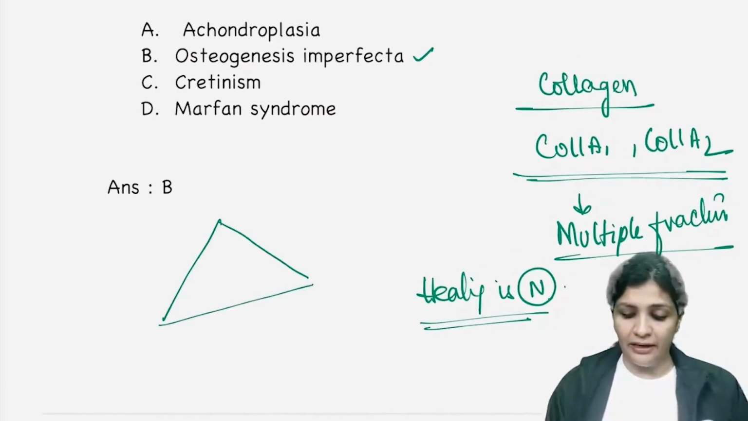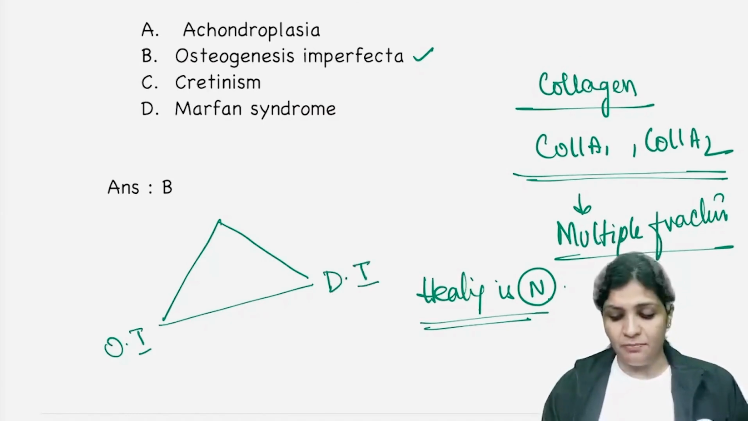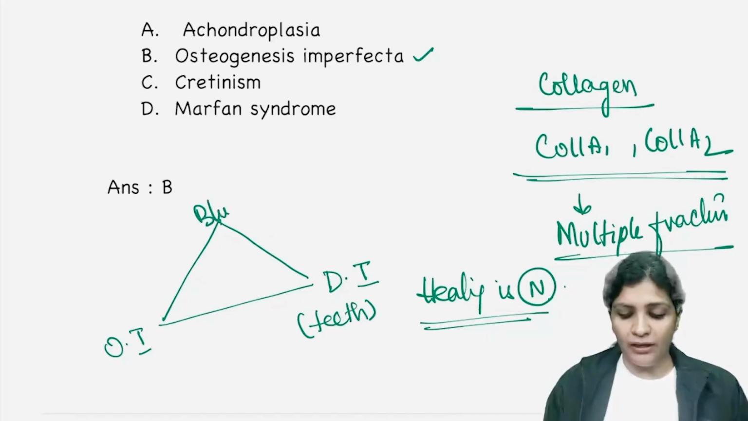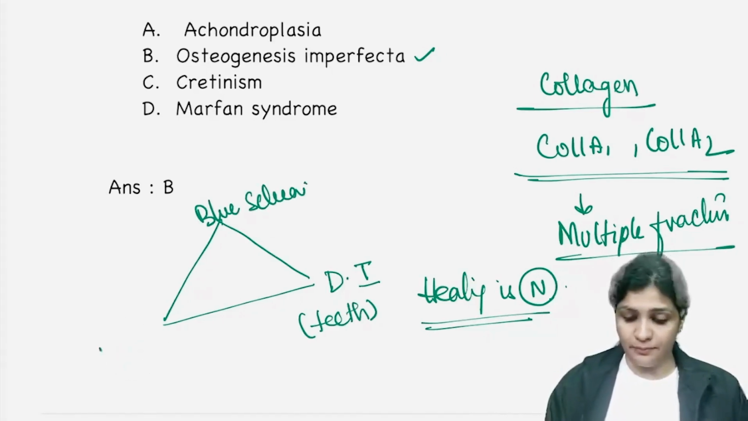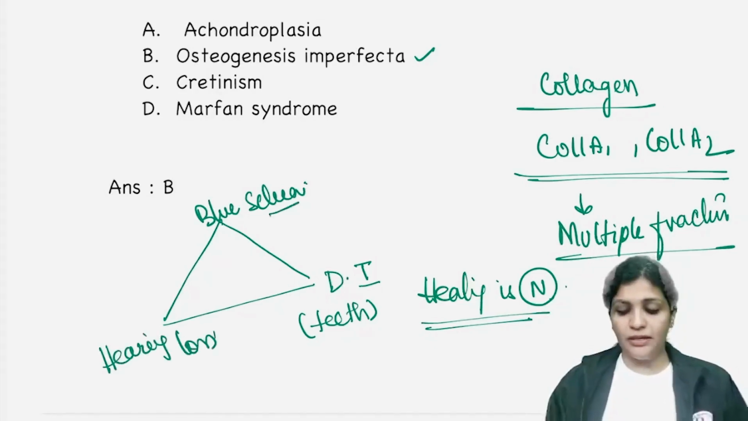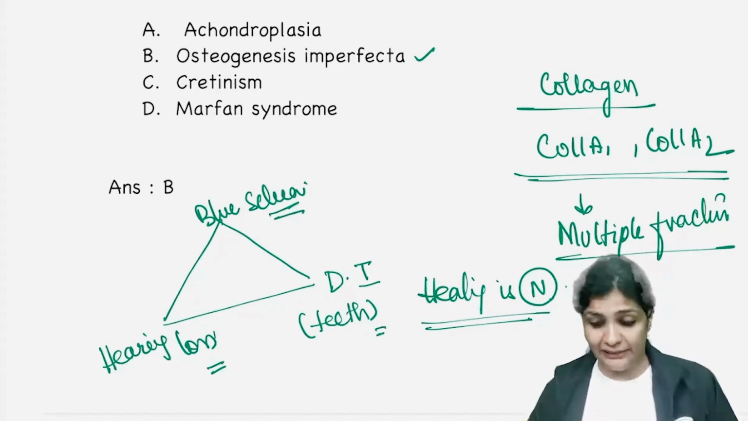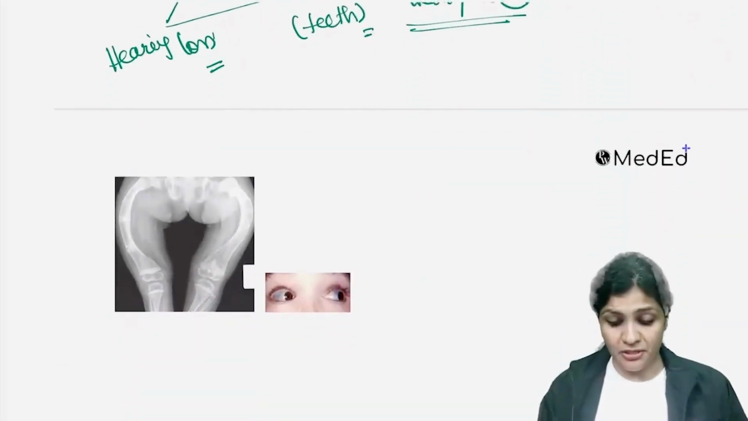Again, you have a triad. So one is osteogenesis imperfecta, then dentinogenesis imperfecta, where the teeth are involved, and the third one is blue sclera. And again, there is a problem of hearing loss. Right, so blue sclera, hearing loss, dentinogenesis, that is involvement of teeth. All these put together are called your osteogenesis imperfecta.